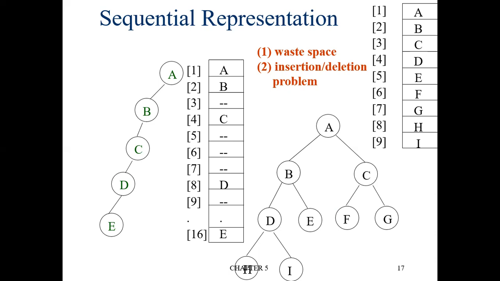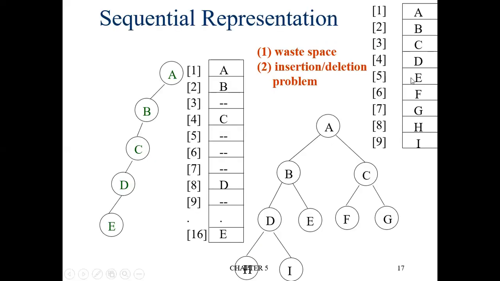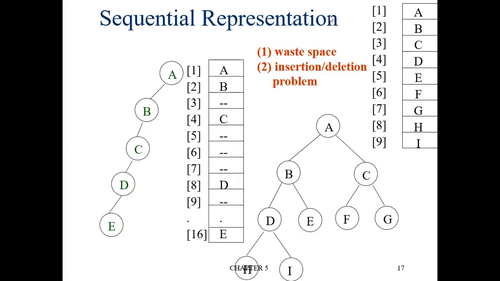Each node will have the complete 2 children. So the arrangement will start from the parent node A, then B, C, D, E, F, G, H, and I. As per the representation, we consider any node, for example node E. What is its position? Node E is at position 5.